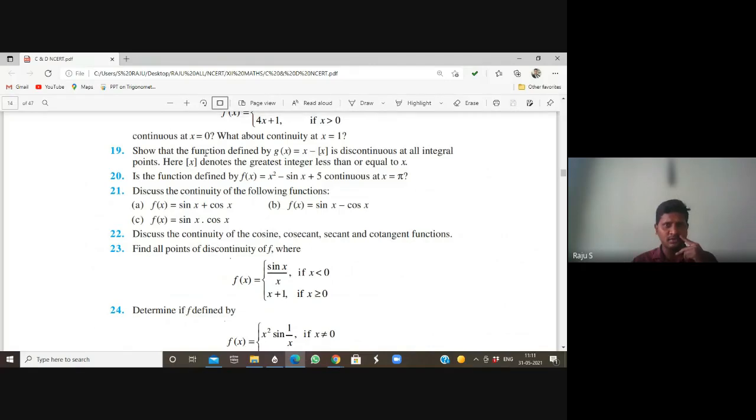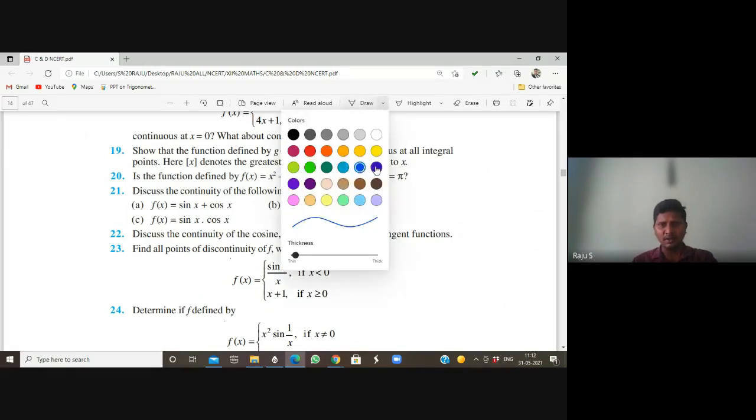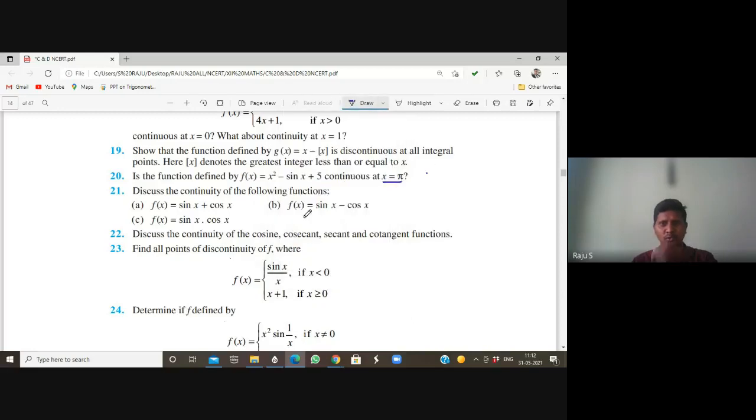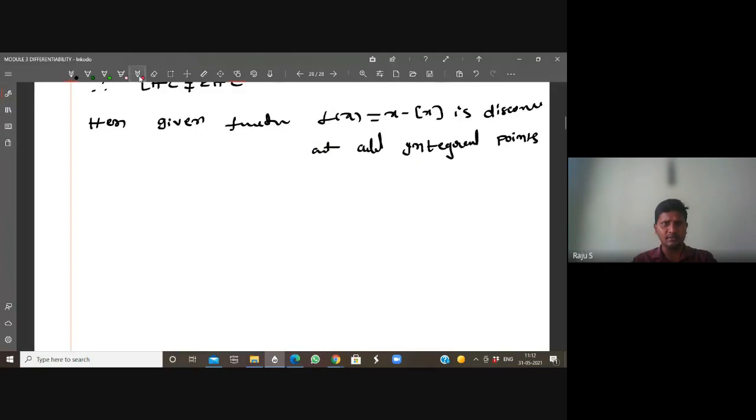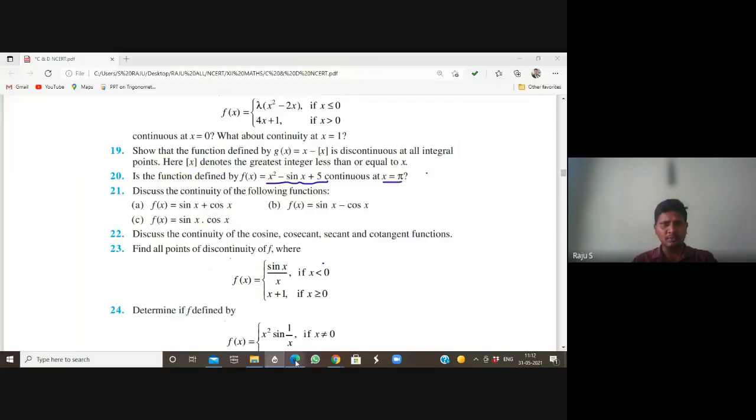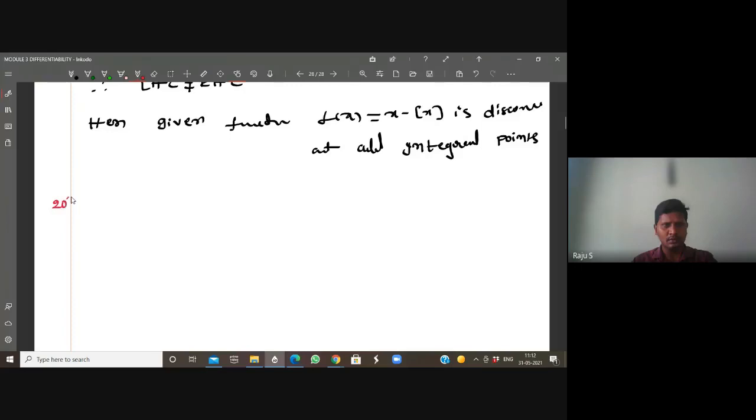Shall I proceed to the next question? Question number 20. Actually, we can use the first formula alone because there are no two different cases here. There is only one case, one function. What is the given function? f of x is x square minus sin x plus 5. Am I right?